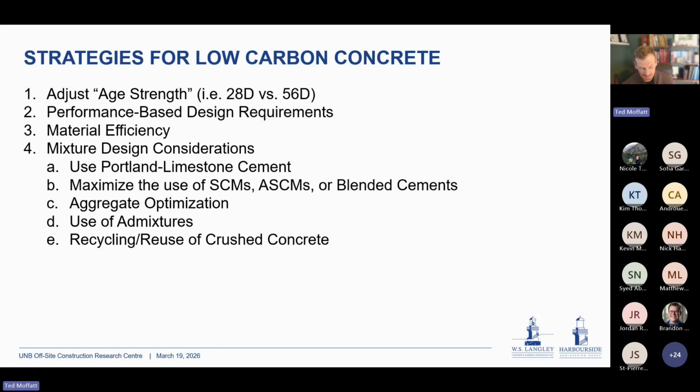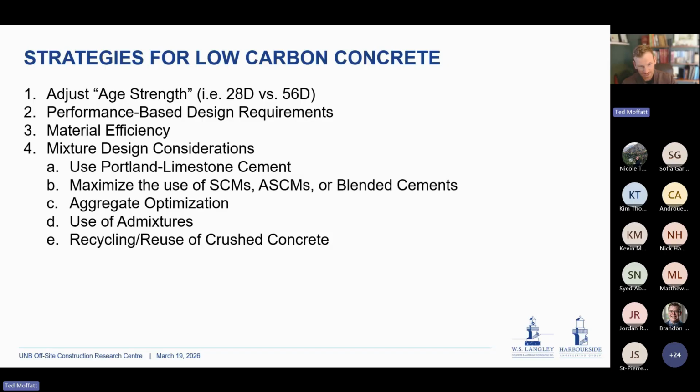Material efficiency relates to member size. If we can develop a suspended slab that's perhaps a little thinner, or reduce the column diameter, essentially we will decrease the volume of concrete.